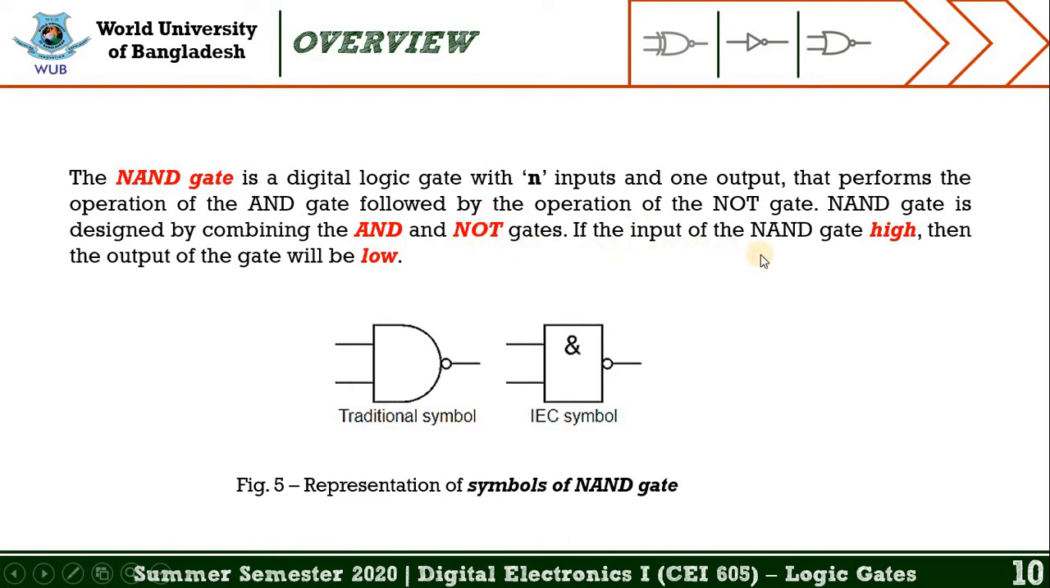If all the inputs of the NAND gate are high, then the output of the gate will be low. Figure 5 shows the symbols of the NAND gate, and here you find two symbols represented: one is the traditional symbol and the other is the IC symbol.